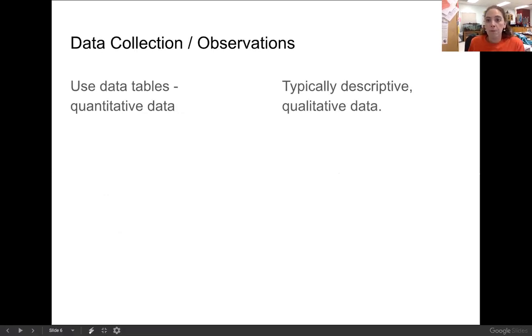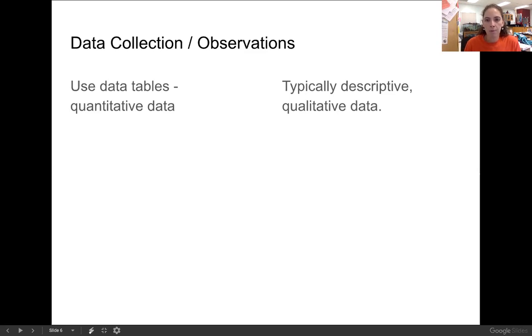Data collection and observations. So data tables will be used for your numeric data or your quantitative data. So the rat scientists measured in milliliters. They had the numbers for how much urine was produced. Observations tend to be more descriptive, qualitative data, describing what would happen.